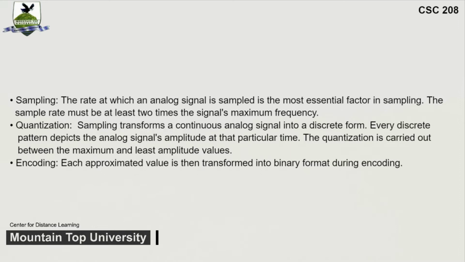Quantization. Sampling transforms a continuous analog signal into a discrete form. Every discrete pattern depicts the analog signal's amplitude at that particular time. The quantization is carried out between the maximum and least amplitude values. Encoding. Each approximated value is then transformed into binary format during encoding.